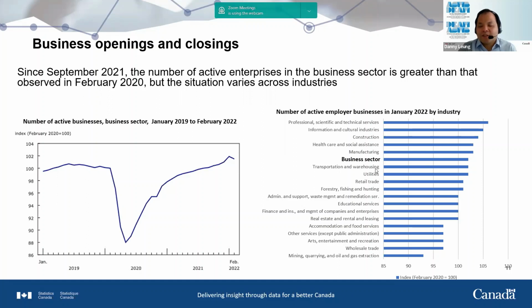This varies slightly across industries. In some industries the number of active businesses is much greater than pre-pandemic levels, like professional, scientific and technical services, and information and culture. There are some industries that have not recovered as measured by the number of businesses: mining, oil and gas, which is not a surprise because their decline was not really linked to the pandemic; wholesale trade; and some industries with more face-to-face interactions, like accommodation and food, other services, which includes personal services, and arts, entertainment and recreation.